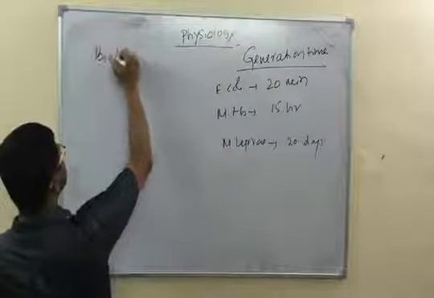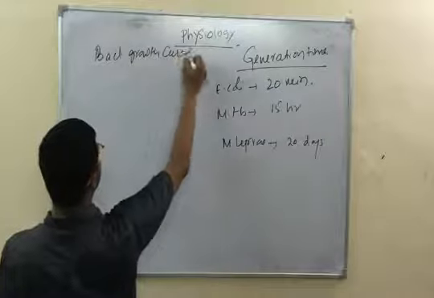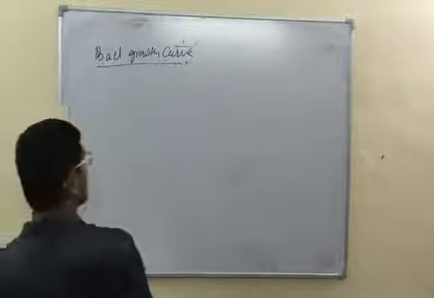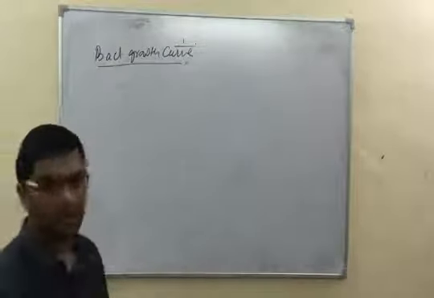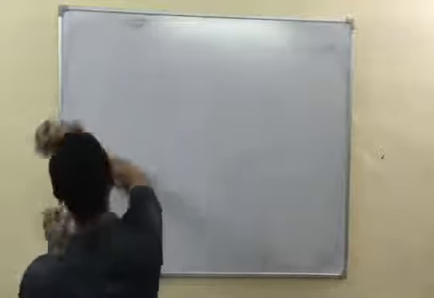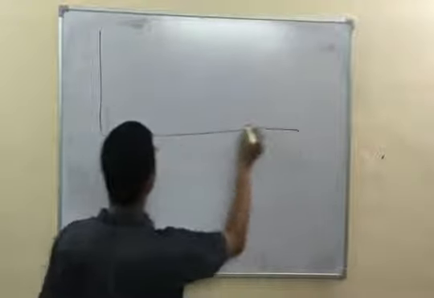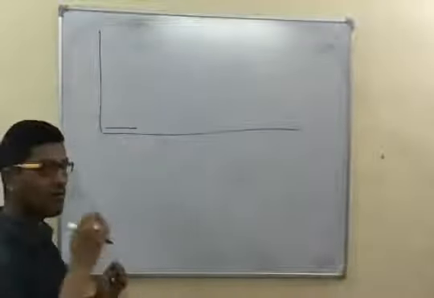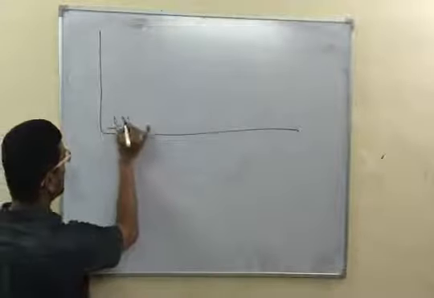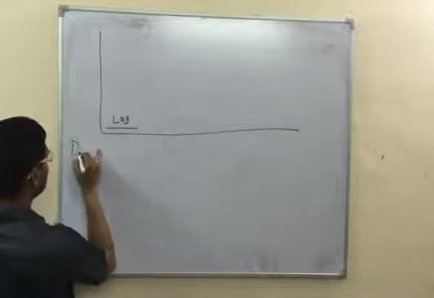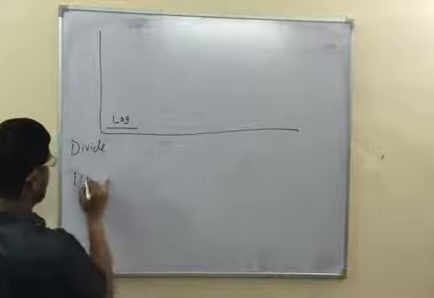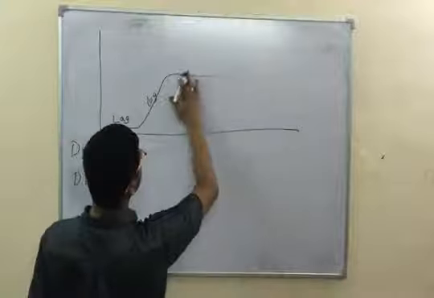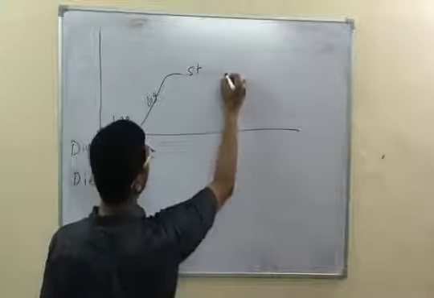Coming to the bacterial growth curve. Bacterial growth curve is a curve which determines the viable and the total count of the bacteria when it is grown in a liquid medium. When bacteria grow in a liquid medium, the growth occurs in four different phases. When you inoculate bacteria into a medium, the first phase is called the lag phase, where the bacteria don't multiply. First, there is a lag phase, then there is a log phase or exponential phase, then there is a stationary phase, then there is a decline phase.